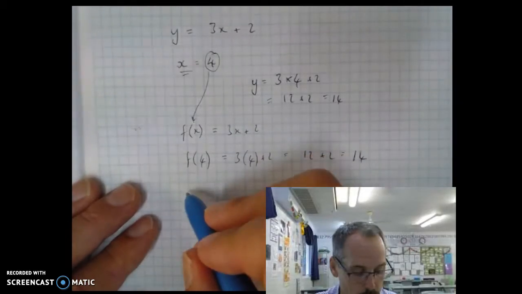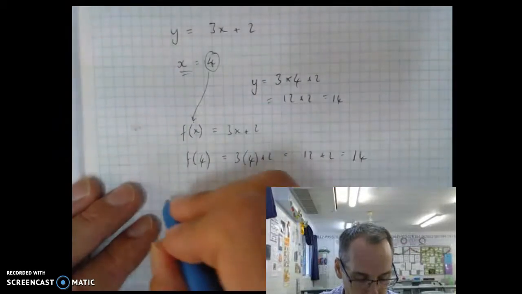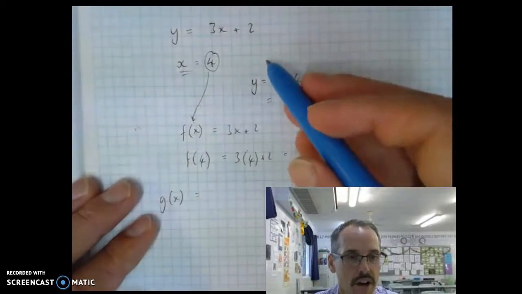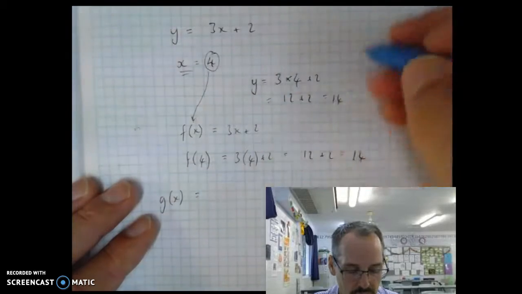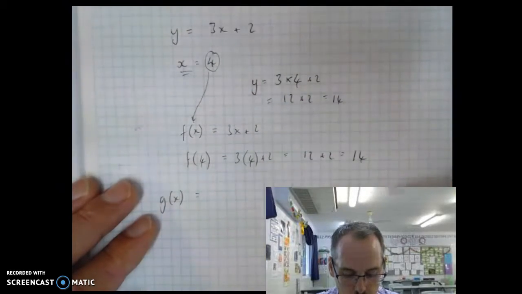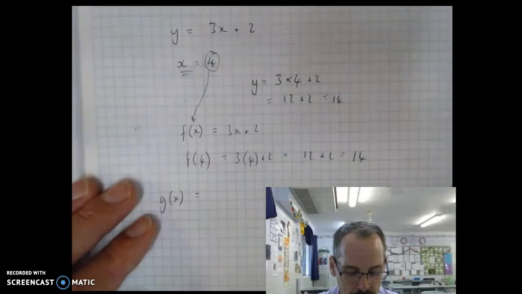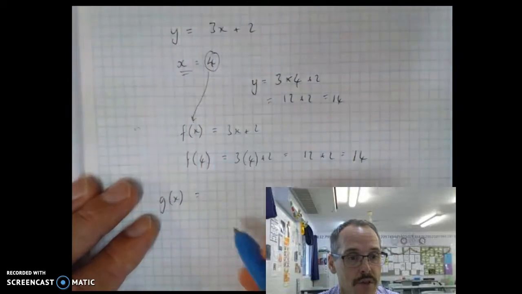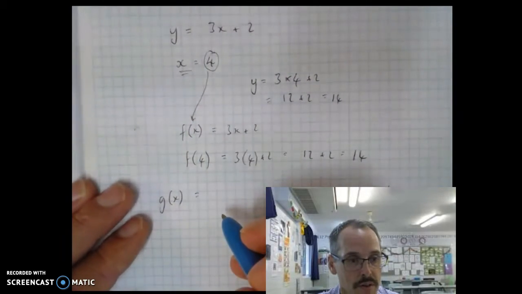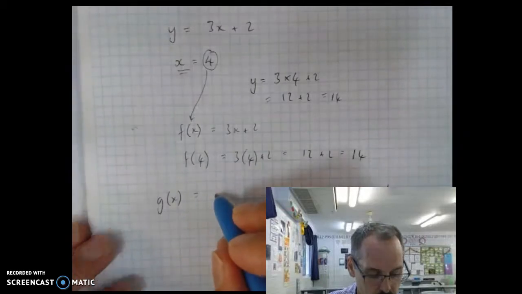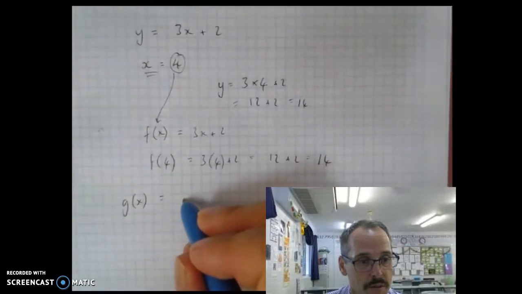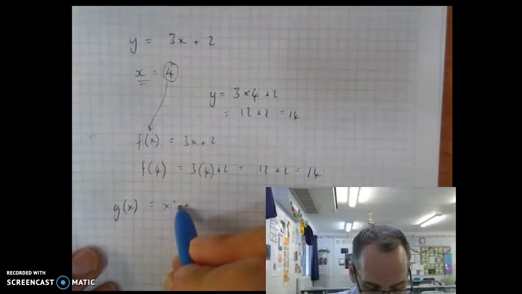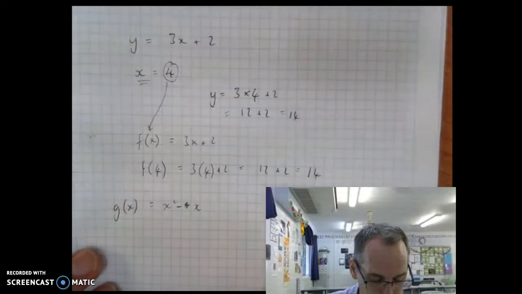So what happens when we look at composite functions? Well, if we have another equation, let's say g(x), because it's different, we can't keep having y, because we're now using functions, and also, how can we have y equals x squared minus x if y is already 3x plus 2? So in this situation, we would do g(x) is x squared minus x.